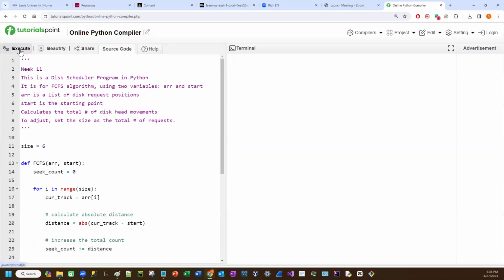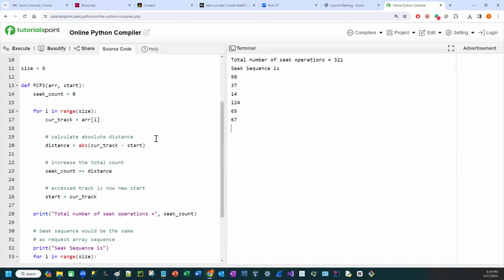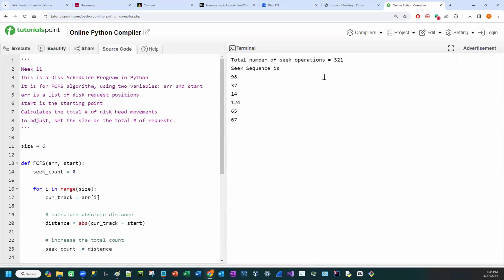Bam, here we go, and you should see here the total number of operations is 321, and then maybe I don't know why this is not coming out well. Maybe if I run this again. Yeah, maybe, but anyway, this should be kind of like this: 12, 124, 65, kind of like that. So you should take a screenshot of this and make sure that you got the right number, and you can be done.